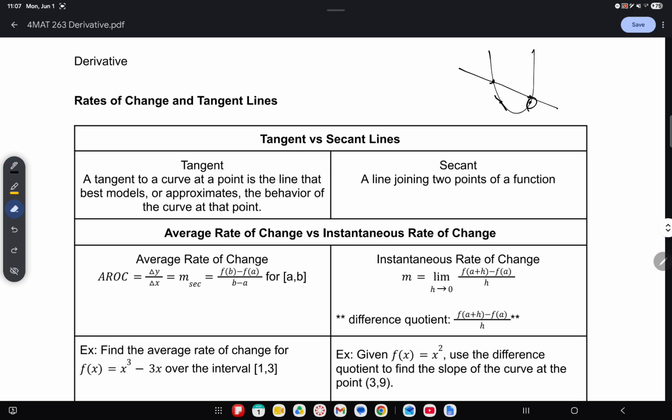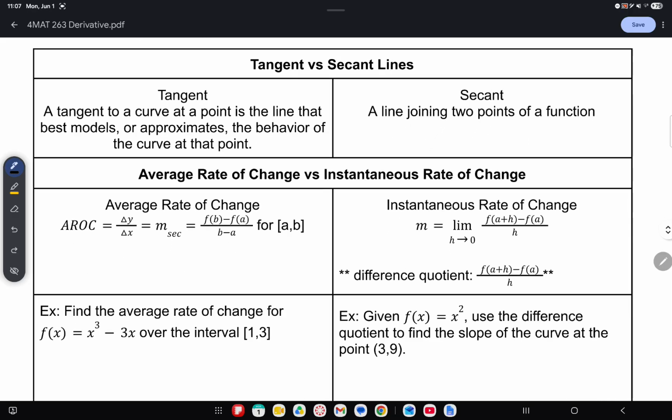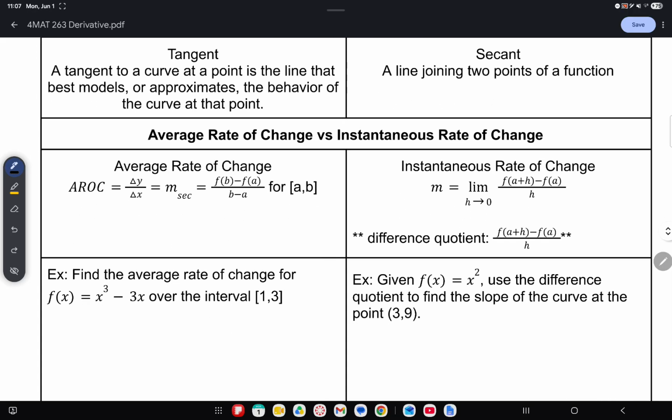So we know what slope is, and we know the slope between any 2 points. So that's this average rate of change, right? It's a y value minus a y value over an x minus an x. Okay, same thing as secant line. Now the instantaneous rate of change is that tangent line slope.